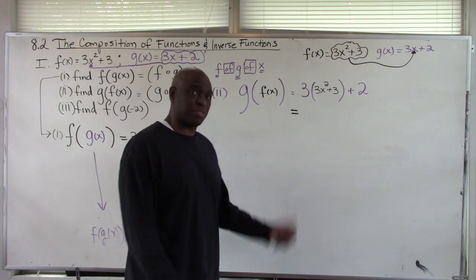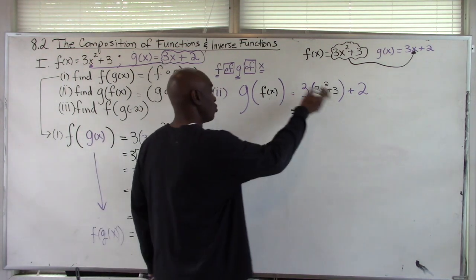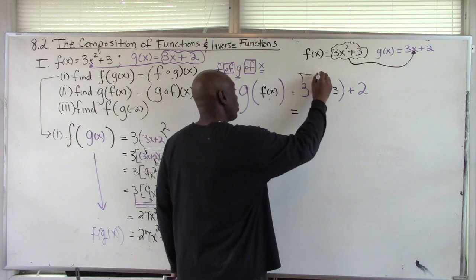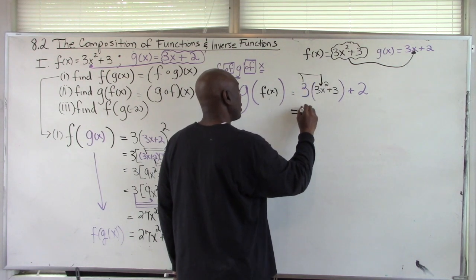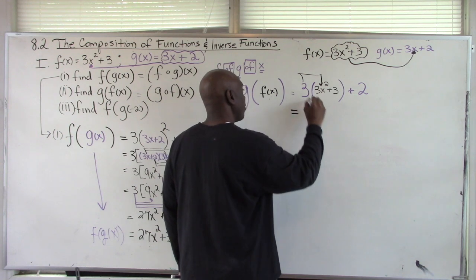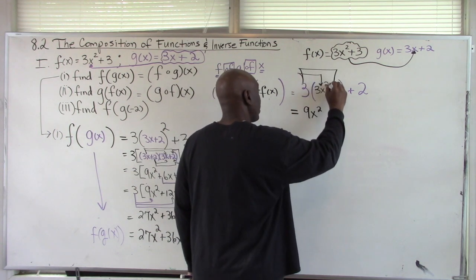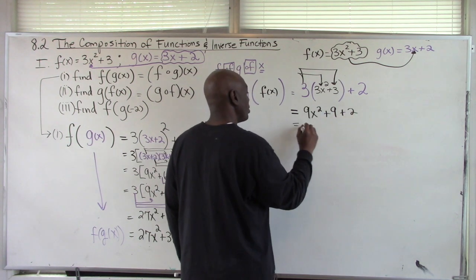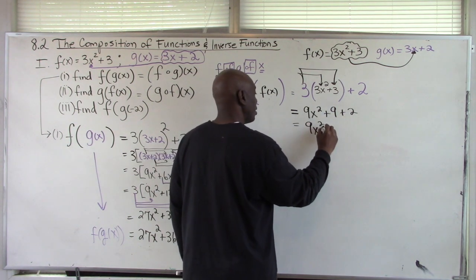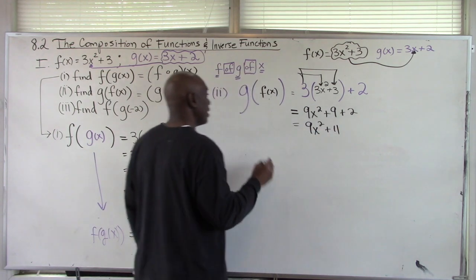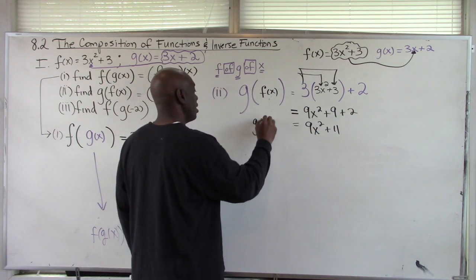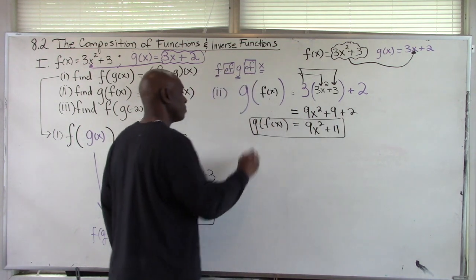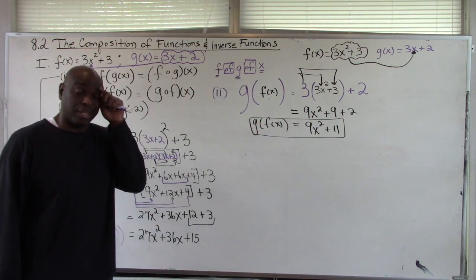Well, this one's not as bad as the first one, because all we do now is just distribute. There's no FOILing here. It's not squared. So take your 3 and just multiply it right there. That's going to give me 9x squared, and then take 3 and multiply it right here. Plus 9 plus 2, which equals 9x squared plus 11, and we're done. That is what g of f of x equals. And that's a wrap on that. That one wasn't too bad.